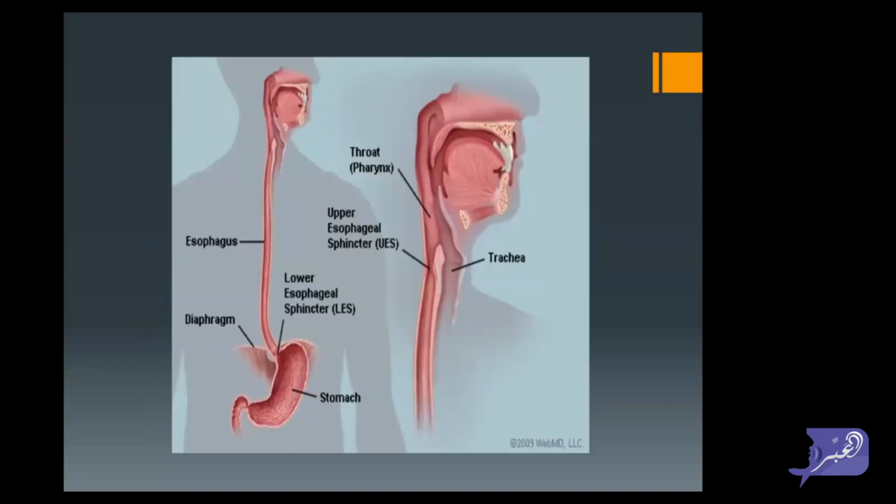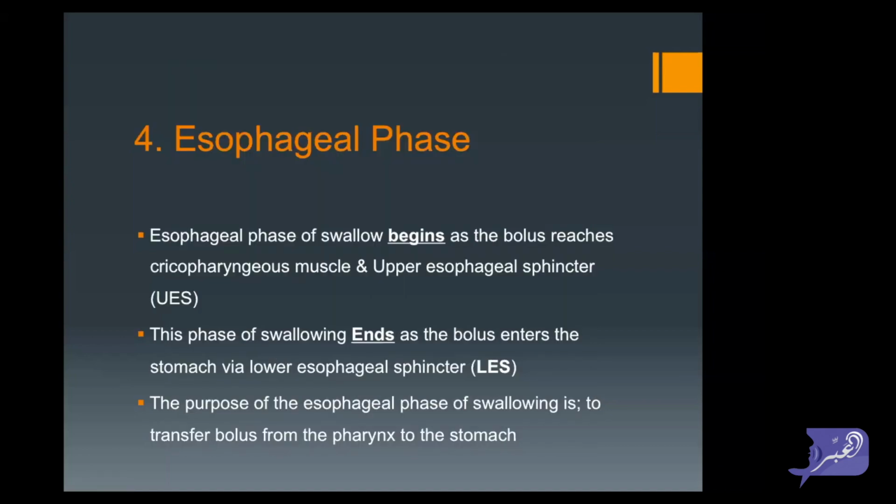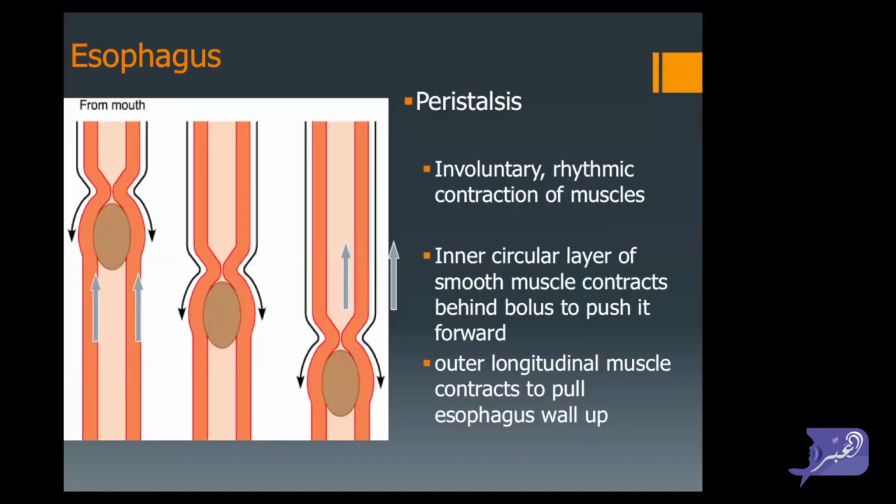And it will end at the lower end of the esophagus, where the LES is, the lower esophageal sphincter. Once the head of the bolus passes through there, we have the end of the esophageal phase. The purpose of the esophageal phase of swallowing is to transfer the bolus from the pharynx to the stomach. That's it. Peristalsis is that rhythmic contraction.